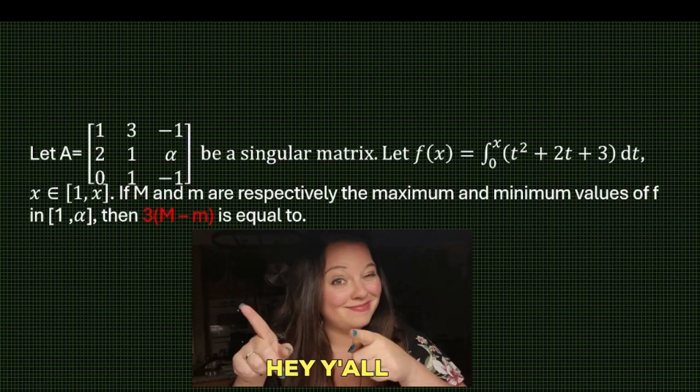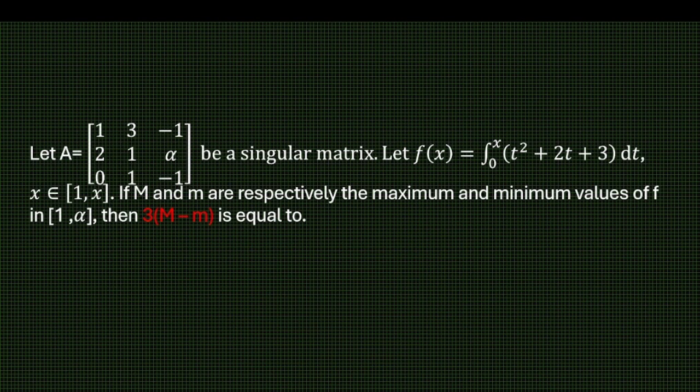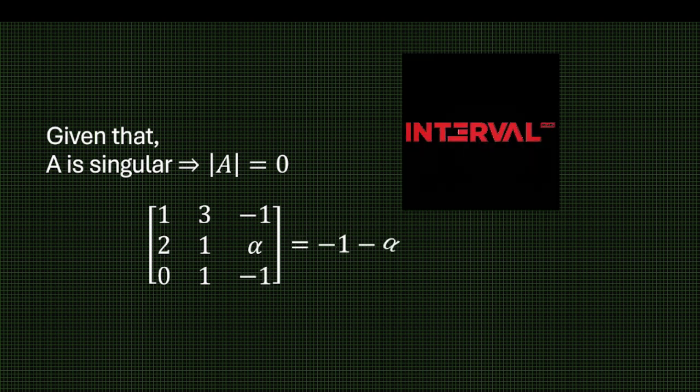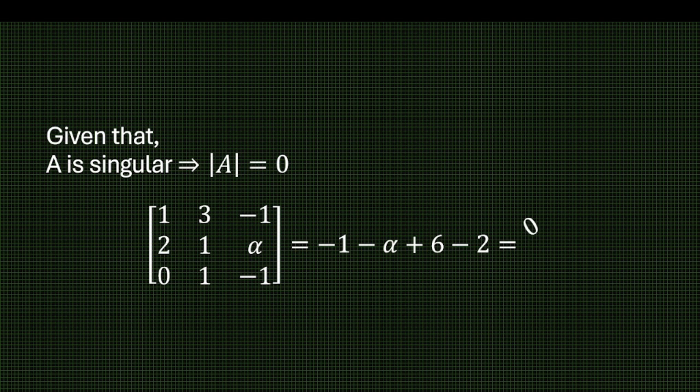Hey everyone, JEE Mains 26 के इस क्वेश्चन में मैक्सिमम एंड मिनिमम वैल्यू ऑफ फंक्शन f(x) निकालनी है। जेई के सारे क्वेश्चन कंसेप्ट बेस्ड होते हैं। इस क्वेश्चन में a सिंगुलर मैट्रिक्स है। What does a singular matrix mean? It means its determinant is equal to 0, so we can write determinant of A is equal to 0, and simplifying this gives 3 minus alpha is equal to 0, which implies that alpha is equal to 3. Our interval for x becomes the closed interval [1, 3].